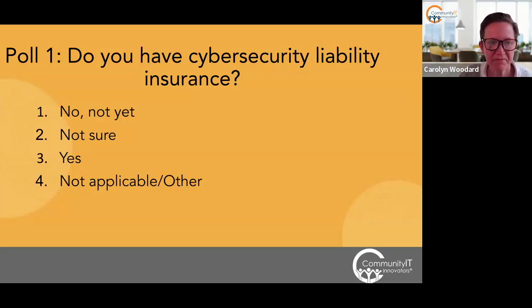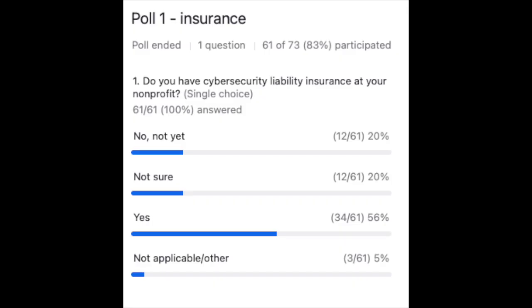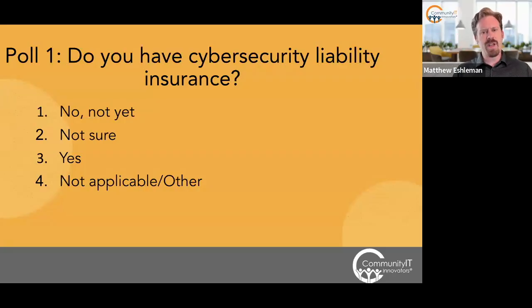Matt, can you see that? Yes, I can. So the question of do you have cyber liability insurance for your organization? I'll jump ahead and say about 56, or almost 60%, say yes. And then about 20% say no, not yet. Another 20% are not sure. And then a few folks were saying not applicable. So it's really good to see. I think that probably mirrors our experience in supporting our clients.